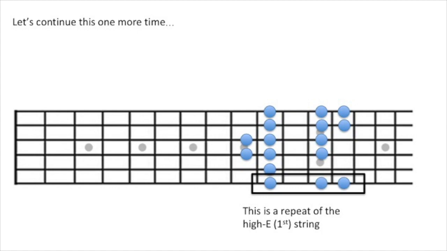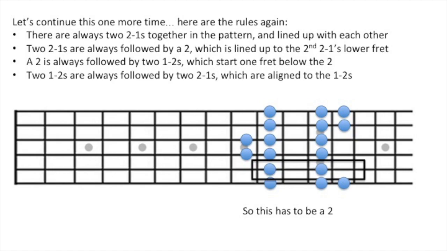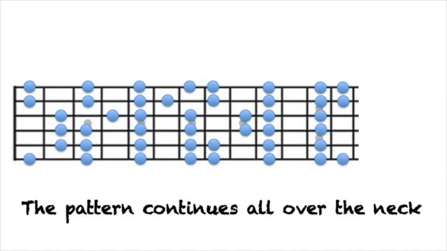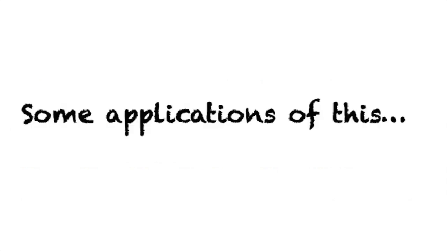Wrapping around the neck, we copy the high E string. That becomes the second 2-1. So, this next string has to be a 2. So, we see that the same pattern continues all over the neck, and we can use that to navigate up and down the neck. Okay, now let's apply this information to a couple scenarios.